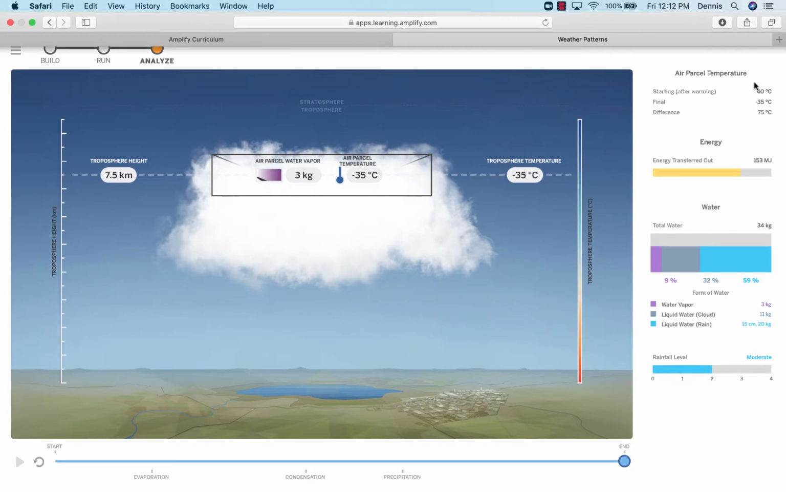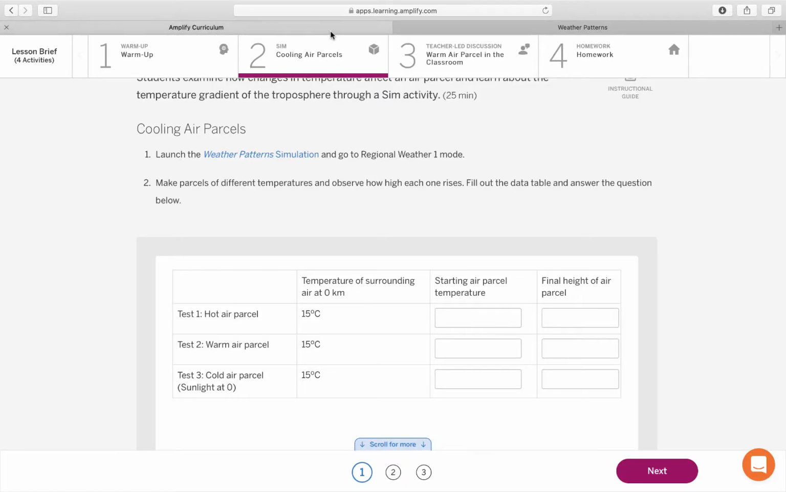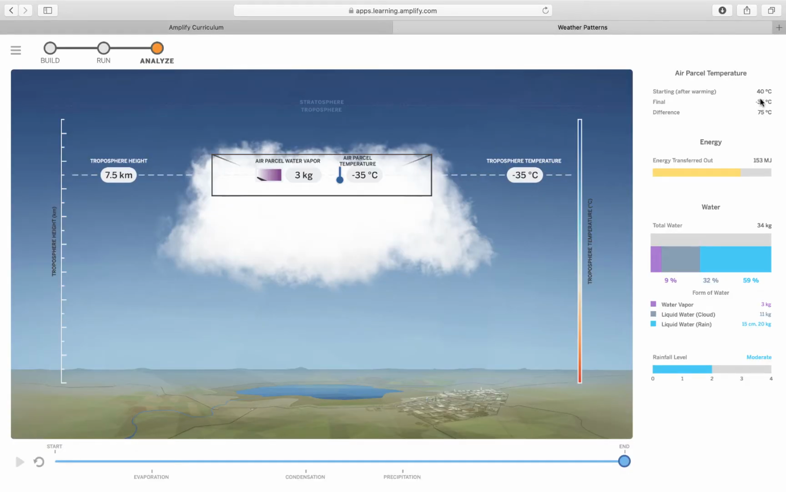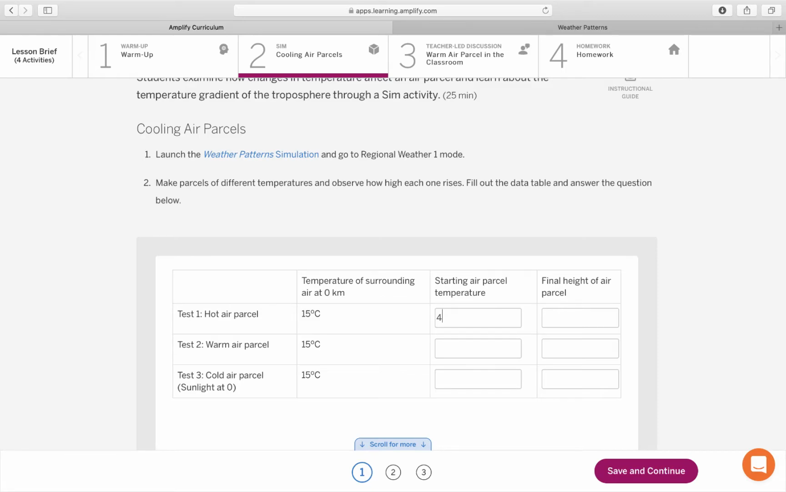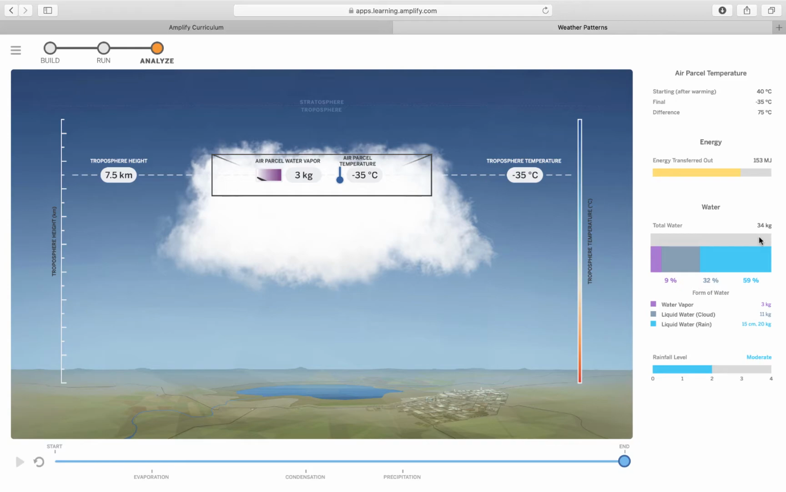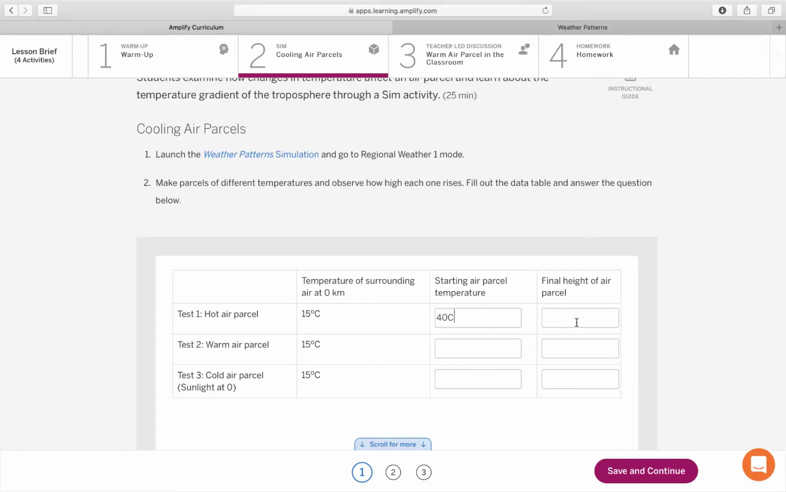So let's go ahead and take this information and let's put it into our data table. So our hot air parcel, the surrounding air was 15 degrees Celsius. The starting air parcel temperature was 40 degrees Celsius. So remember, we're going to go ahead and put this in, 40 degrees Celsius. And we reached a height, we look up here, of 7.5 kilometers into the air. That's pretty high, 7.5 kilometers. Now, I just did that one for test 1.